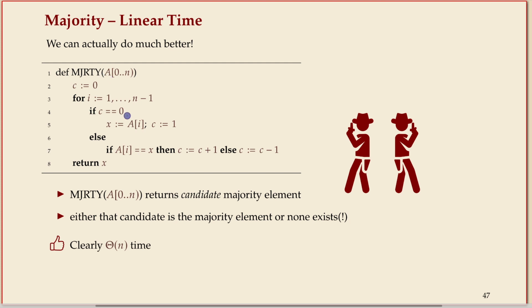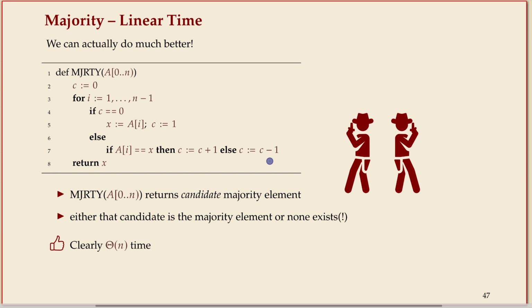If the counter is currently 0, then you take the next element that you're looking at and say, maybe this is my majority. And you say, I've seen that once from now on. If the counter is not already 0, so you have some candidate from before and you've seen it a certain number of times, then you update the count. If the element is occurring again, you increment the counter, but if it's a different element, you decrement it.